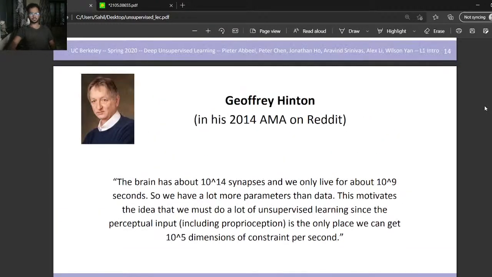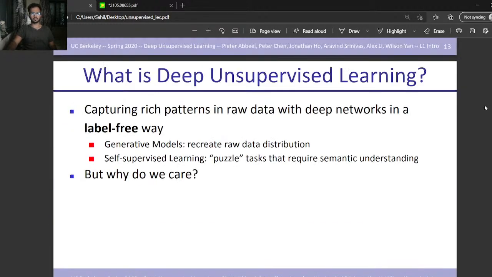So one of the motivations for unsupervised learning is that we have lots of data which is unlabeled, because it's very difficult, expensive and labor intensive to get it labeled. And what deep unsupervised learning would be is capturing rich patterns from raw data in a label free way.